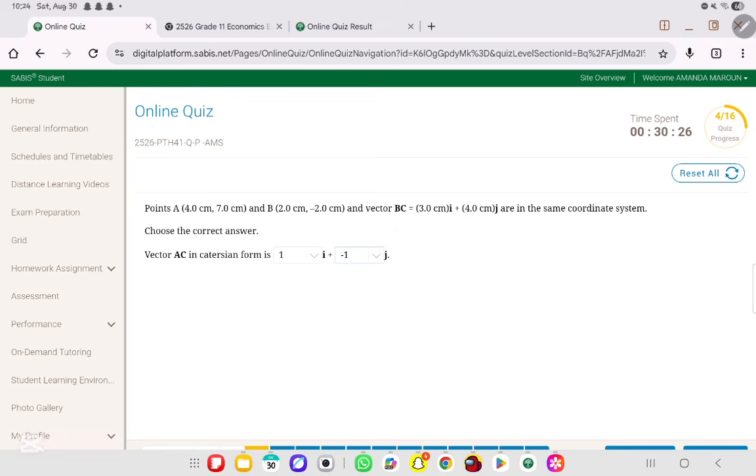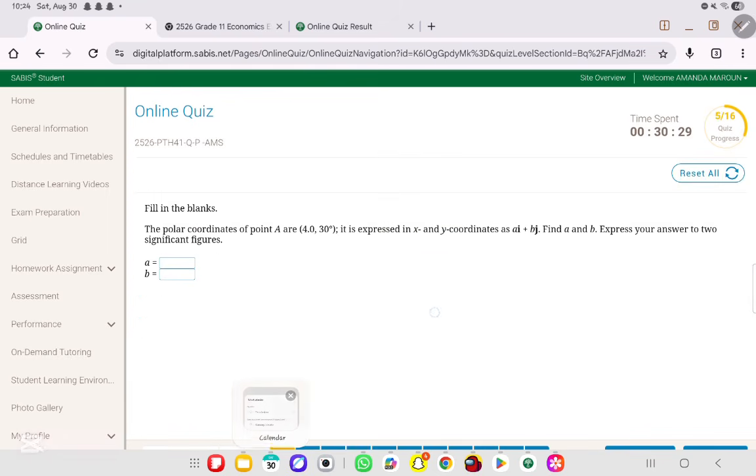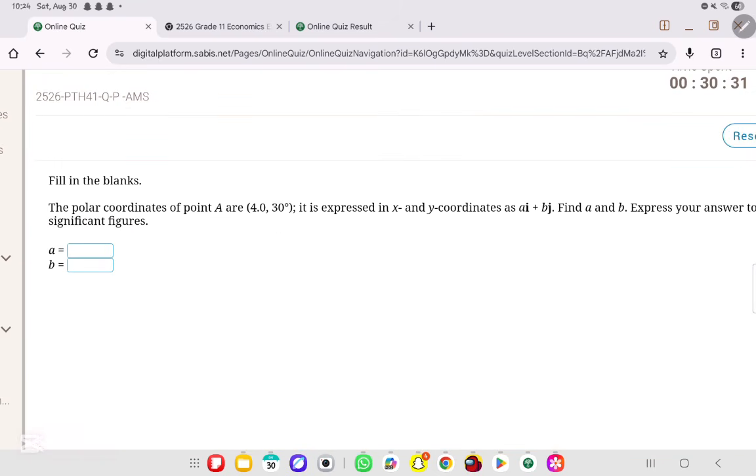Let us move on to the next question, which is question number 6. Now, the polar coordinates. What do polar coordinates mean? Polar coordinates means that we have r, which is the magnitude, and theta, okay? Or the angle of elevation, or the polar angle.